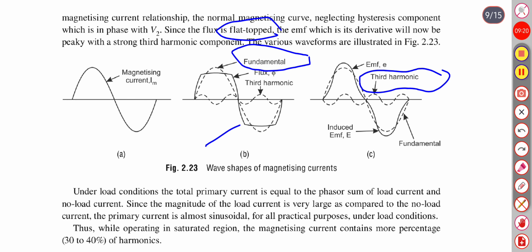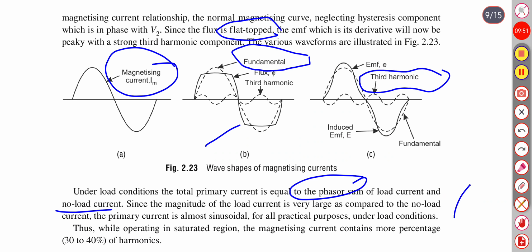Flux is flat shaped, not purely sinusoidal, and this is the magnetizing current. Under load condition, the total primary current is equal to the phasor sum of load current and no load current. Since the magnitude of load current is very large as compared to no load current, the primary current is almost sinusoidal for all practical purposes under load conditions. Thus, while operating in the saturated region, the magnetizing current contains a higher percentage, that is 30 to 40%, of harmonics.